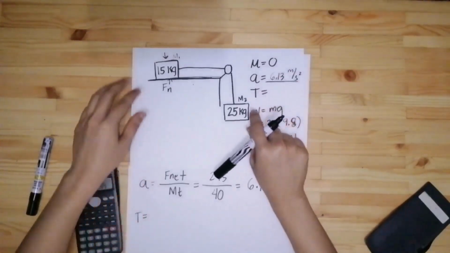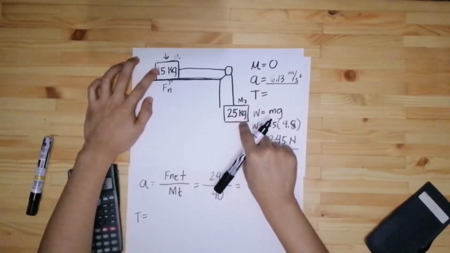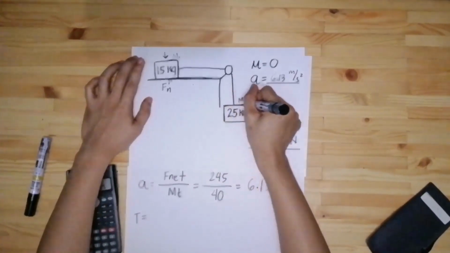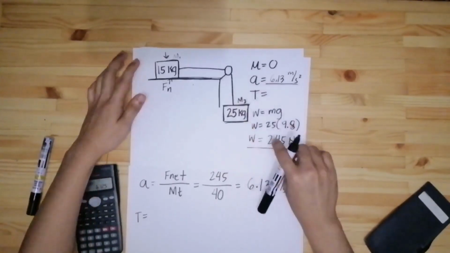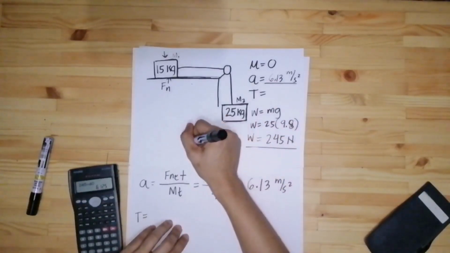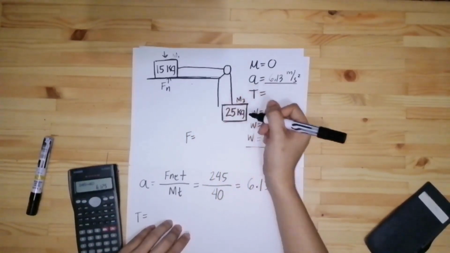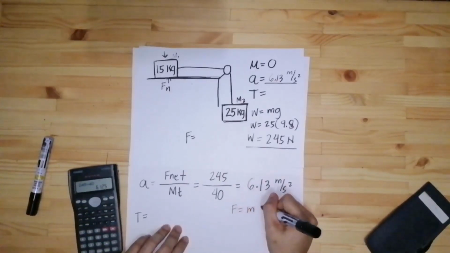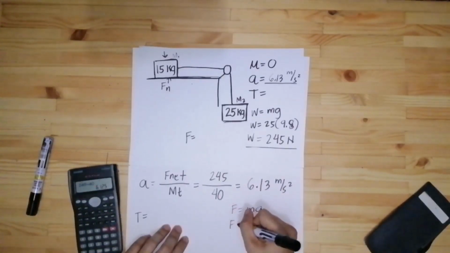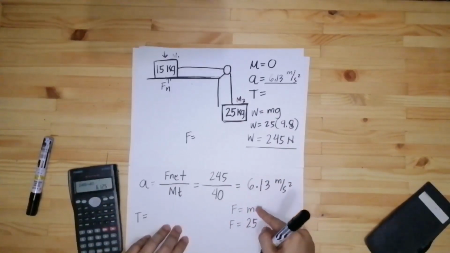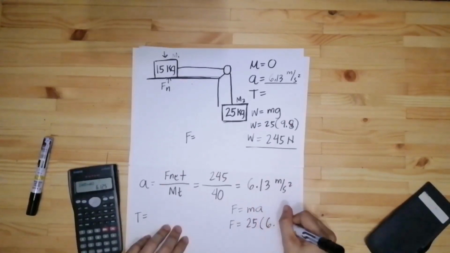To get the tension, pili ulit tayo ng object, kung ito ba or ito. Gamitin natin itong object na to. So, may weight na tayo, kailangan natin ng force niya. Ano yung force na meron sa object na to? The formula is F equals ma ulit. Mass natin ay 25. Acceleration is 6.13.